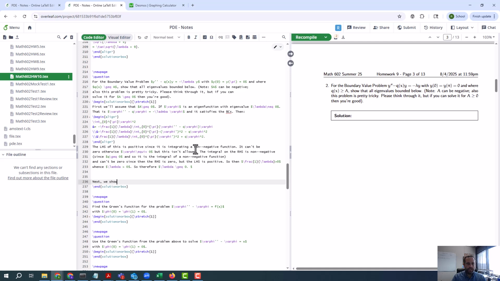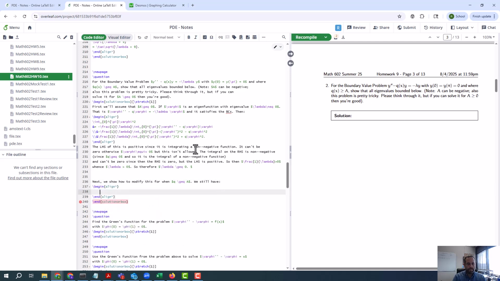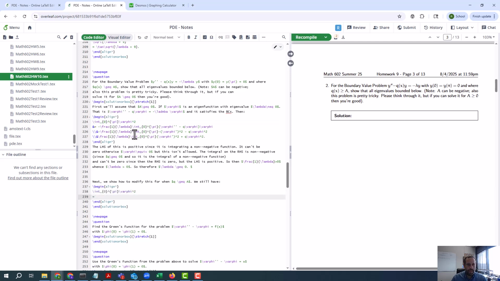next we show how to modify this for when we only know that q is greater than or equal to some a. We still have the same computations. Everything's going to be the same. This is going to be equal to this. So this is still going to be the same.